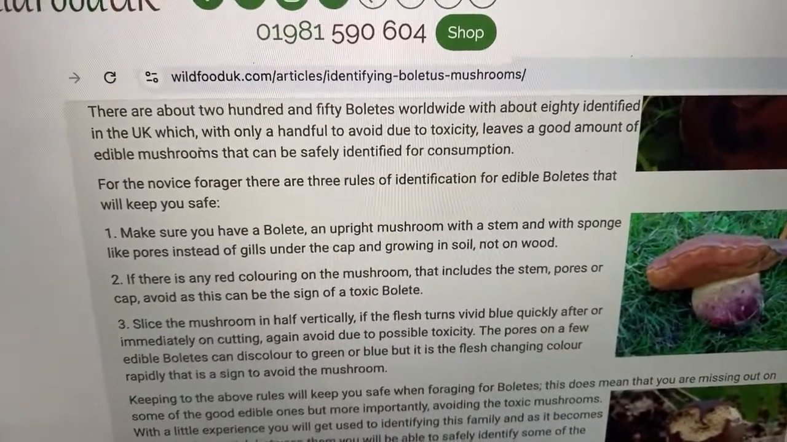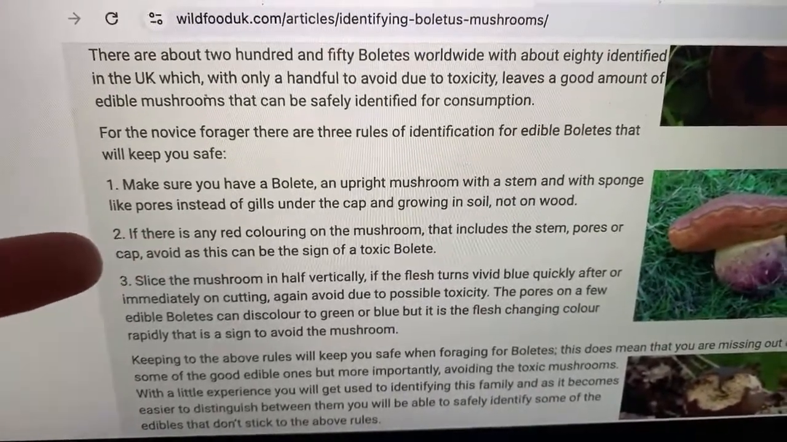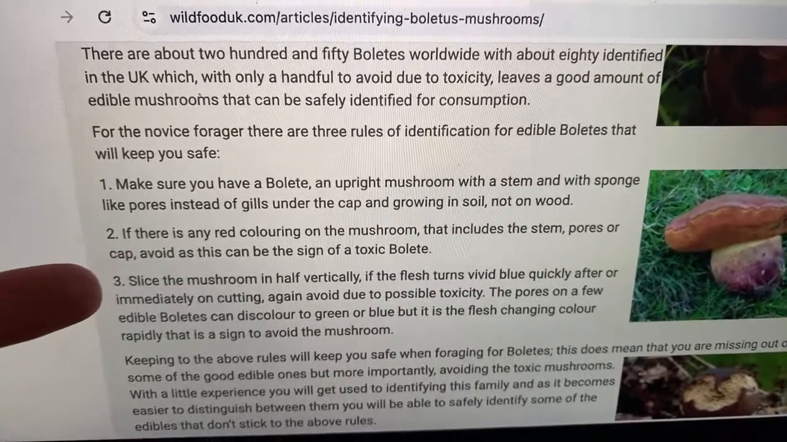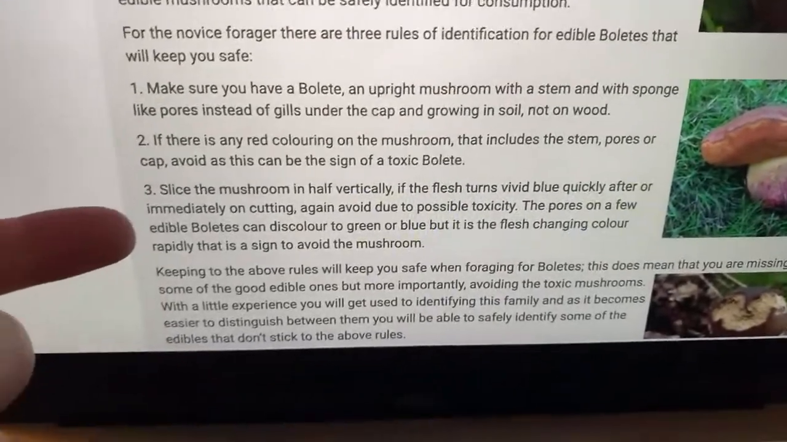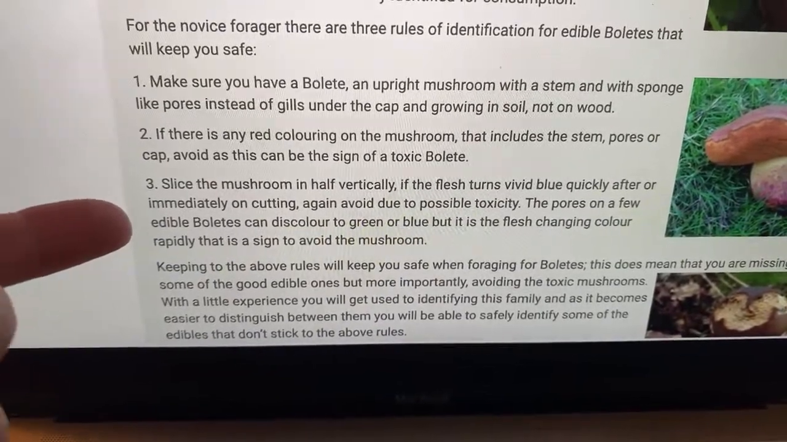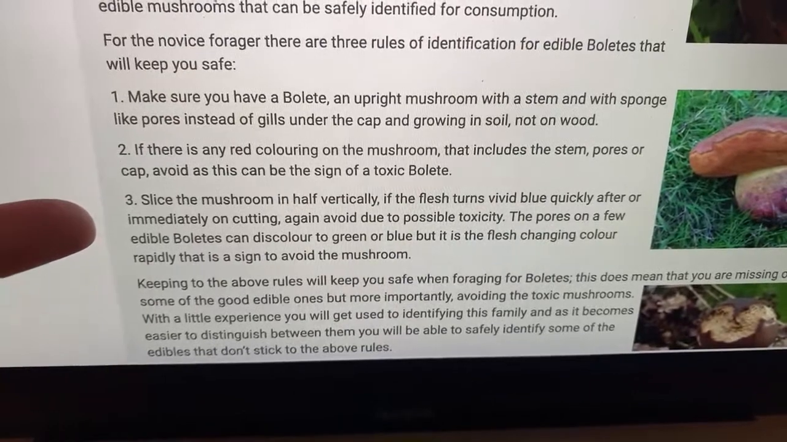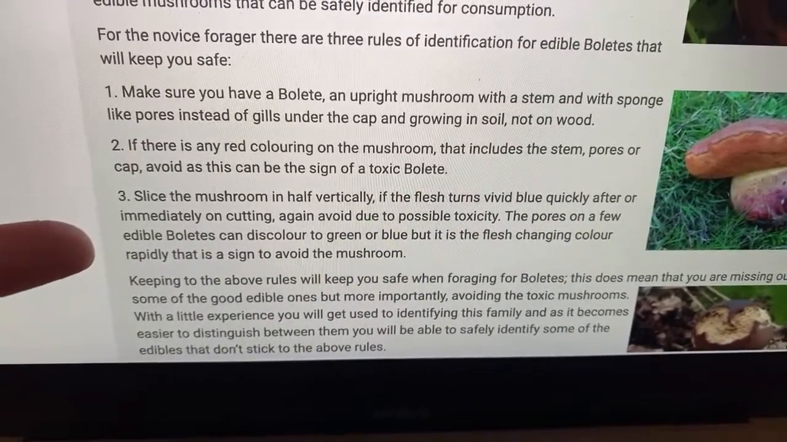Just not growing out of wood, only growing out of soil. If there's any red colouring on it, then ignore it, because that's a sign that it could be a toxic one. And if you slice the mushroom in half vertically, I mean, don't do that. Leave it for the wildlife. But if you did, and the flesh turns vivid blue quickly or immediately on cutting, then again, avoid it.